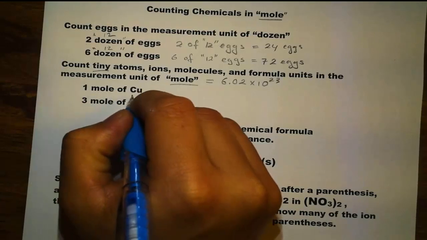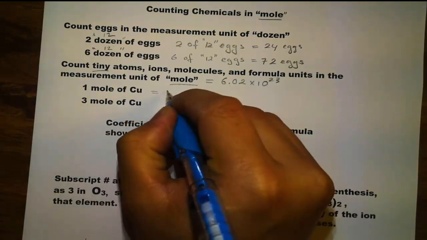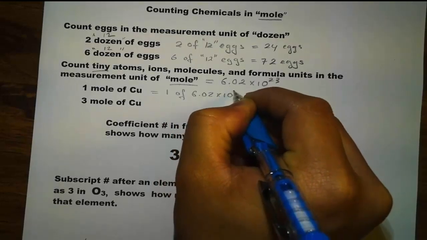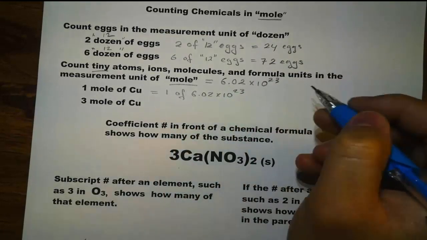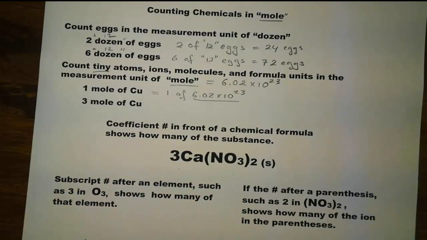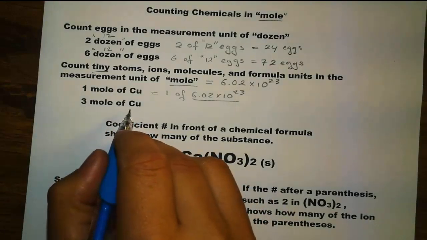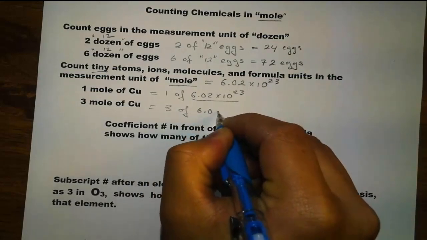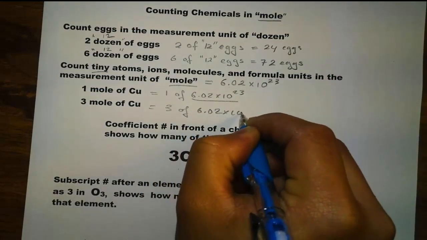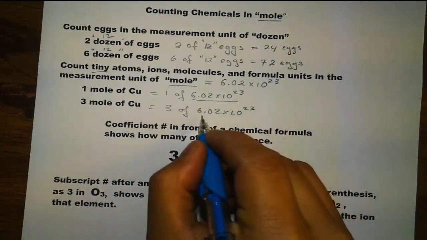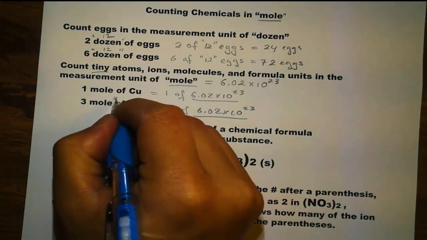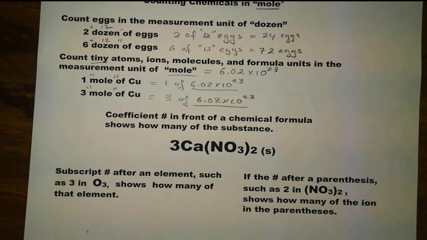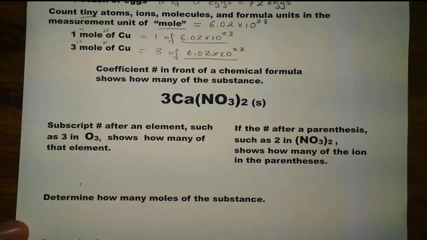So we have 1 mole of copper. That tells you we have 1 of 6.02 times 10 to the 23rd of copper. There you go. Now, we have 3 moles of copper. That tells you there are 3 of 6.02 times 10 to the 23rd. Because that number right there is a mole. Okay? So keep that in mind as you use the unit mole.